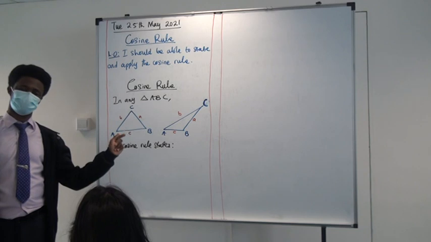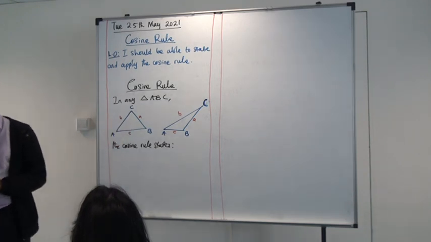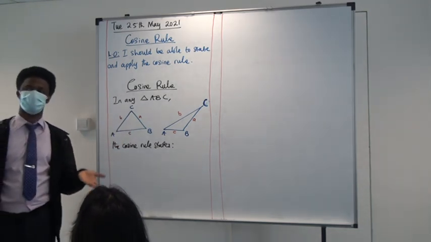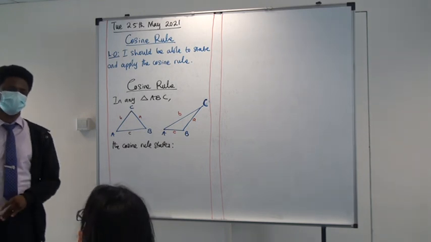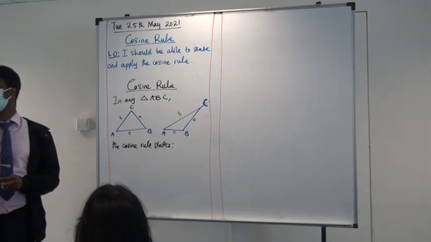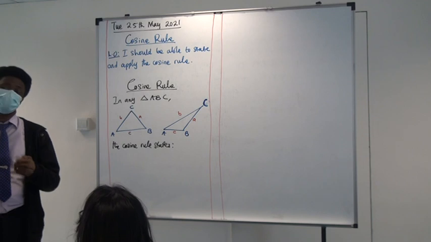So we can use cosine rule for these two types of triangle also. Or again to find the angles and sides, just like the sine rule. But cosine rule can be adopted if your sine rule doesn't work.